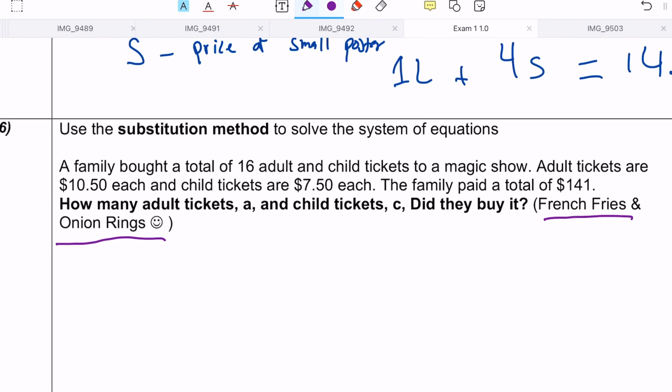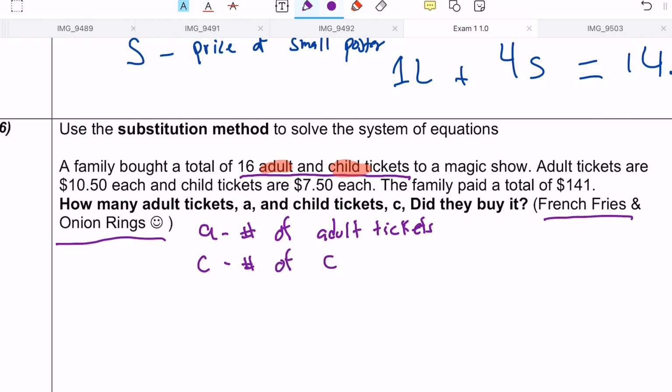So a family bought a total of 16 adult and child tickets. So it's always going to compare 2 things. You have to see what's being compared. So we're seeing that we're comparing adult tickets and child tickets. So we can say A represents the number of adult tickets and C represents the number of child tickets.